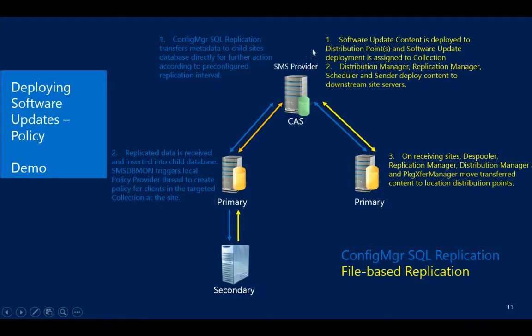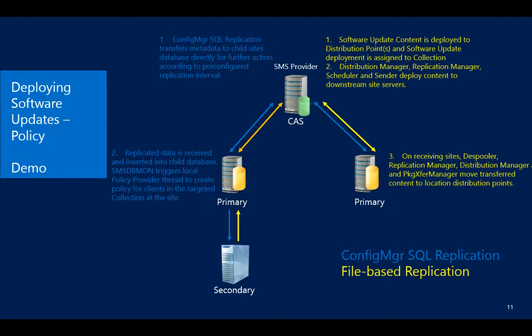All right, and then on the file movement side, again, not getting too much off in the weeds here, but at the CAS, whenever you add software update content and deploy it to a distribution point, and also whenever you assign that deployment to a collection, the deployment is more on the metadata side, but still, whenever you assign that deployment to a collection, the content is in progress, it's going out, the clients will need to be able to access the content, right?